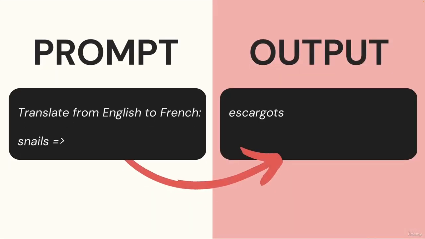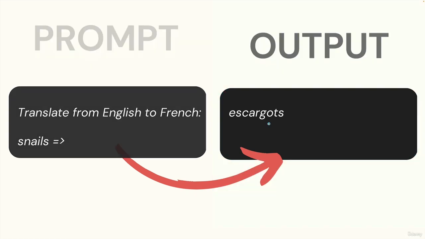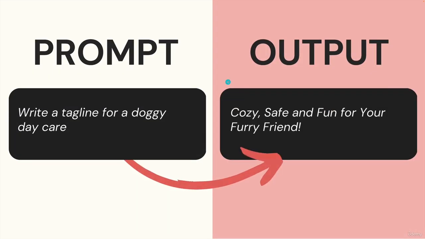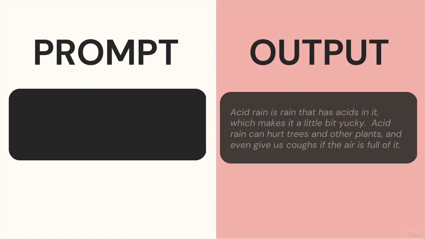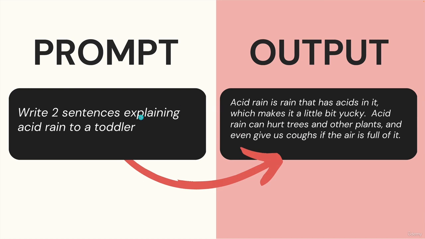We can do way more complicated things, right? Translate this from English to French. We give it snails and it responds with escargot. These are all just simple examples. Write a tagline for a doggy daycare. That could be the text input, and it might, this is actually real. All of these examples here are real. It responded to me with cozy, safe, and fun for your furry friend. We can also do things like write 2 sentences explaining acid rain to a toddler. Acid rain is rain that has acids in it, which makes it a little bit yucky.